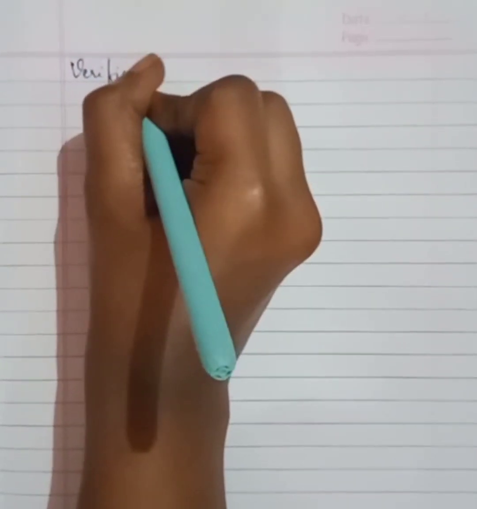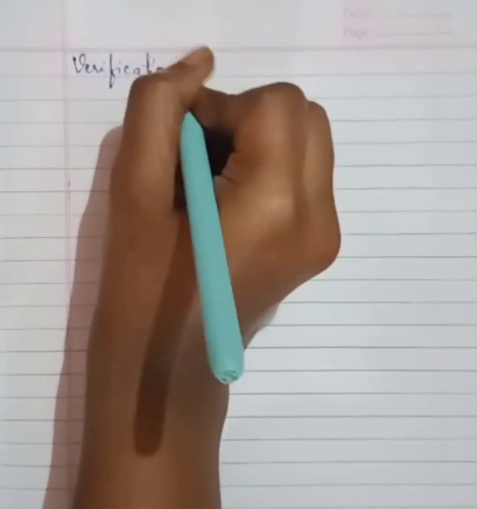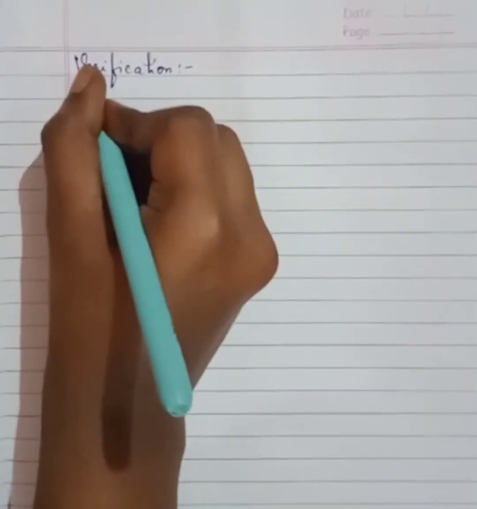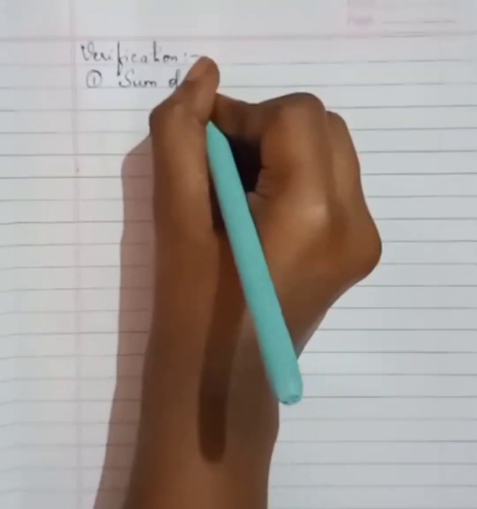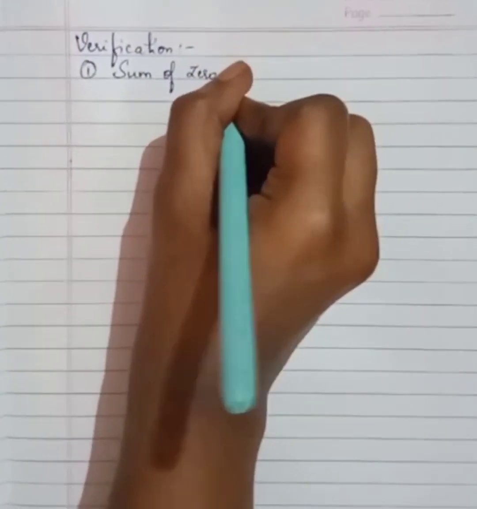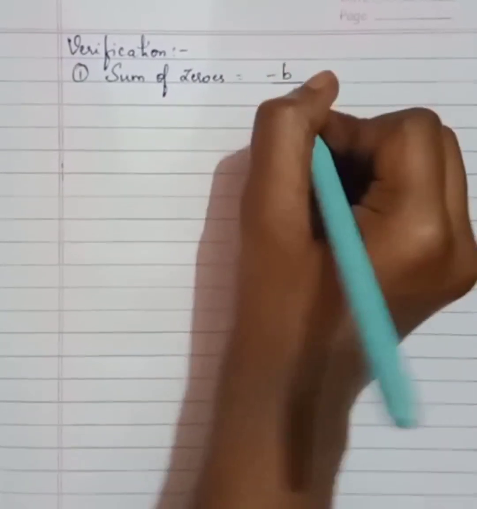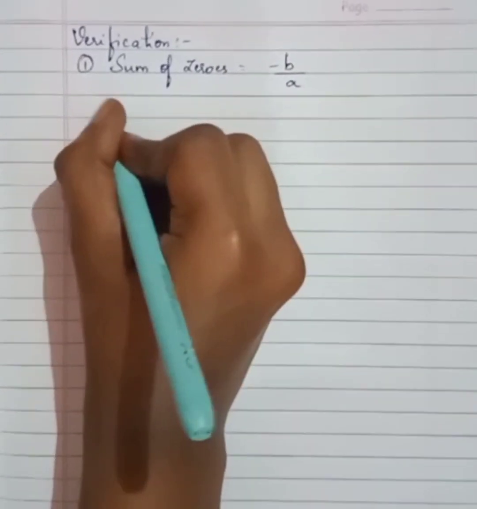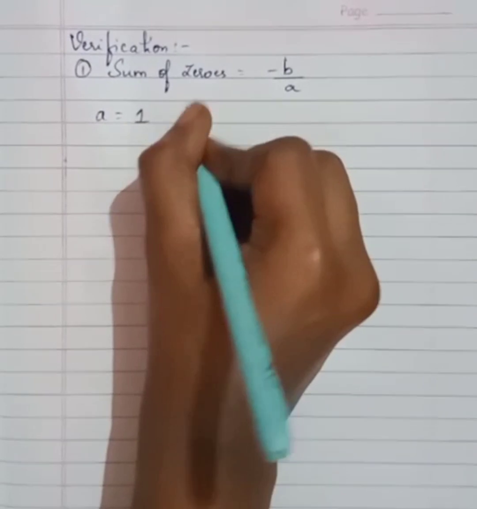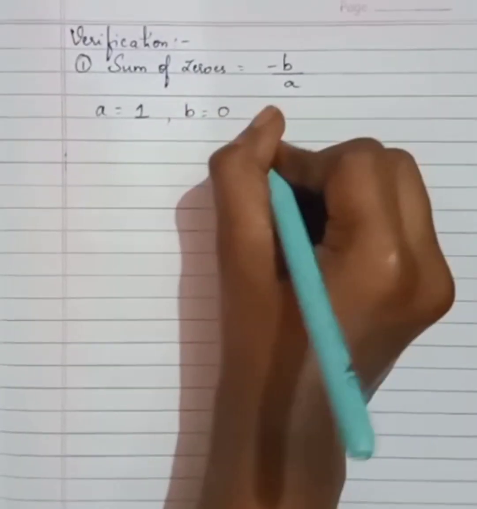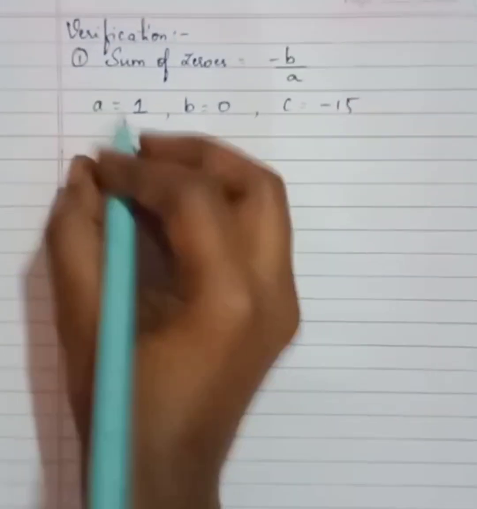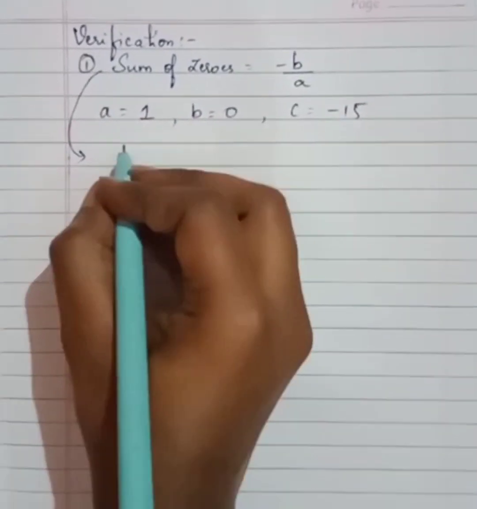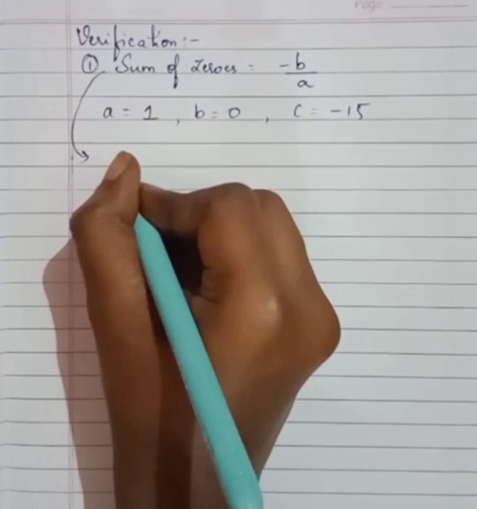So now let us move on to the verification part. Our first part under verification is sum of zeros should be equal to minus b by a. Our a value is 1, b value is 0 and c value is minus 15. Now for this we'll do the verification.